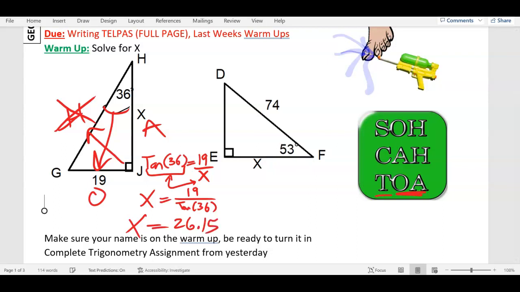Next one, I start from what angle? 53. I'm going to label O, opposite, H is across from 90, A is left over. Which one do I not need? No O. So all I have is AH.